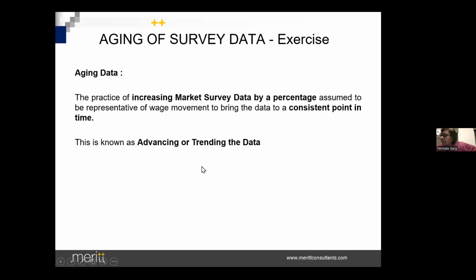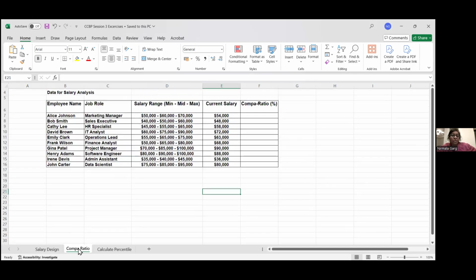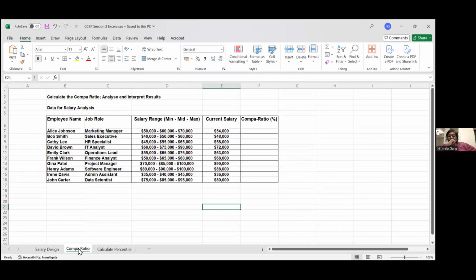So I know I'm taking a little more time, but can you go back to your exercise? There is a comp ratio exercise. It'll just take 5 minutes max or 10. Take very few steps. Calculate the comp ratio, right? And what you need to do is then make recommendations. You need to interpret the results quickly.